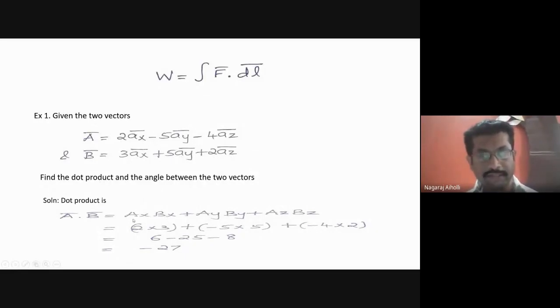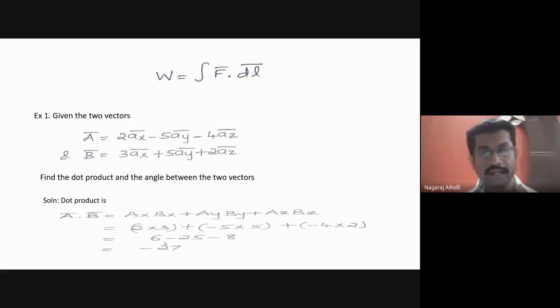Now let us multiply them. ax bx: the x component of A is 2 and the x component of B is 3, so 2 into 3, plus the y component of A, -5, into the y component of B, +5, plus the z component of A, -4, into the z component of B, 2. Then 2 into 3 is 6, -5 into 5 is -25, and -4 into 2 is -8. If we simplify, 6 minus 25 minus 8 gives us -27. Students, note down here, this is the dot product.